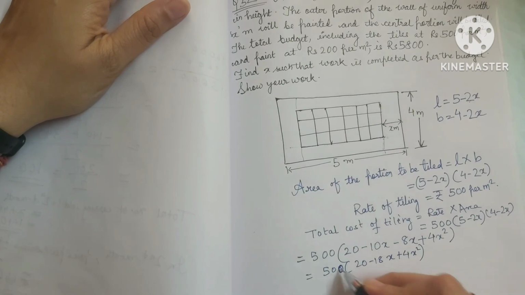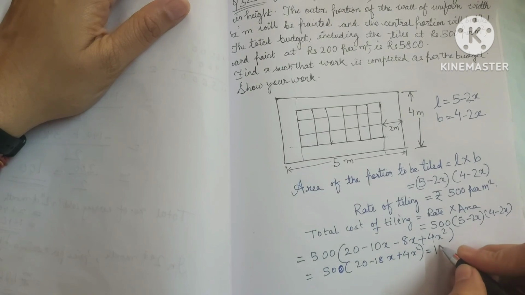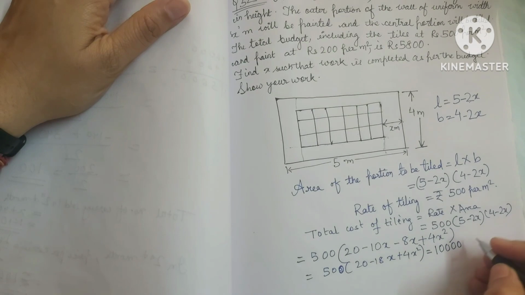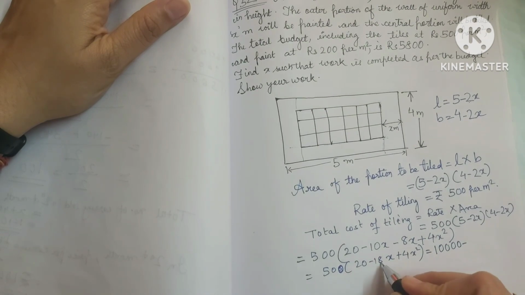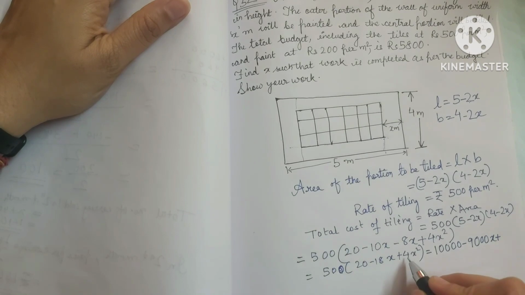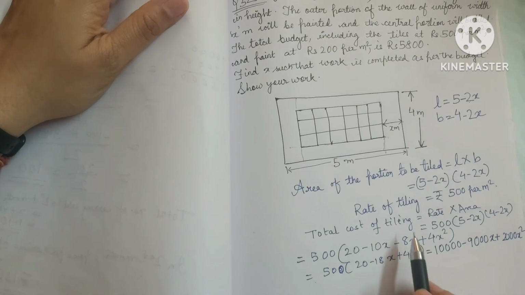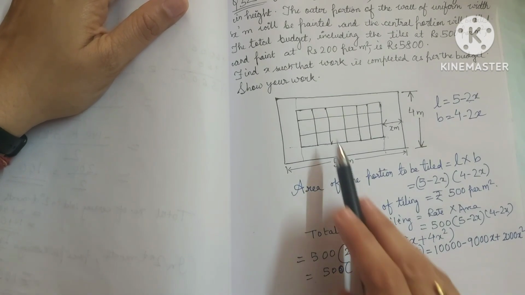Okay, now let's multiply this 500 which is outside with whatever is inside the bracket. This is 10,000. 5 2s are 10 and then 3 zeros, 10,000 minus 5 into 18 will be 90, and then 2 zeros. So this is 9,000x plus 5 4s are 20 and then 2 zeros, so it's 2,000 x square. This is the total cost of tiling for this entire area.